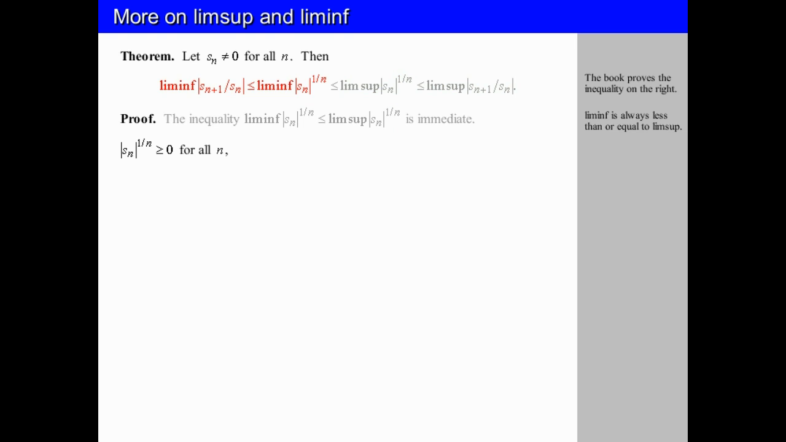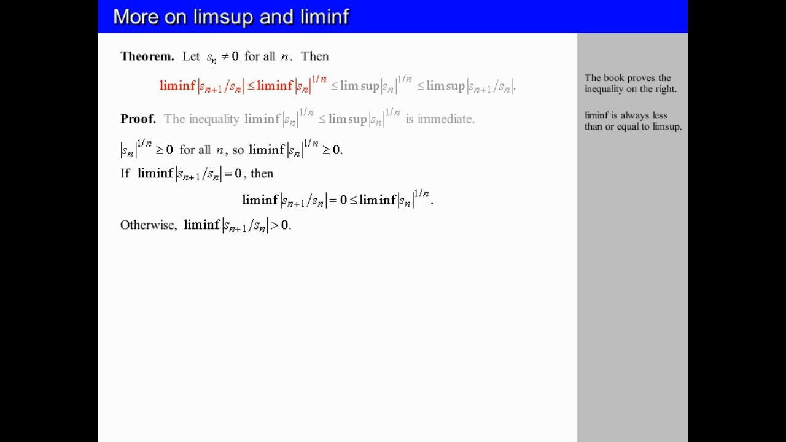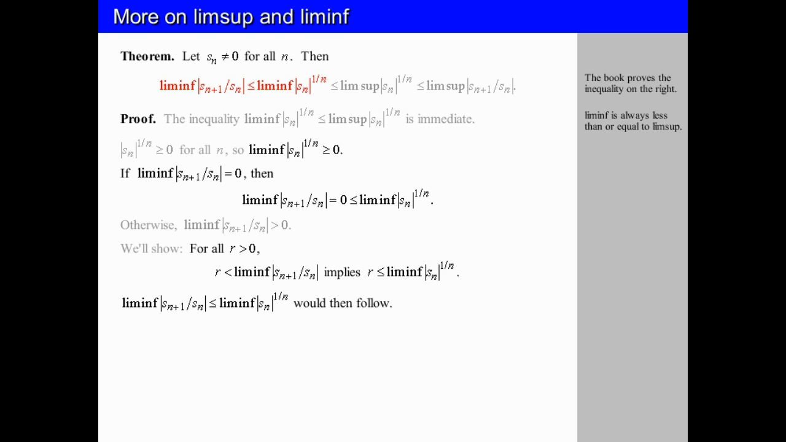Notice that the absolute value of Sn to the 1 over n is always non-negative, so the lim_inf must also be non-negative. Thus, if the lim_inf of the absolute value of Sn plus 1 divided by Sn is 0, then we're done. Otherwise, the lim_inf of the absolute value of the ratio of successive terms is positive. We'll show that for all positive real numbers r, if r is less than lim_inf of the absolute value of Sn plus 1 over Sn, then r is less than or equal to lim_inf of the absolute value of Sn to the 1 over n. From this, the desired result would then follow.